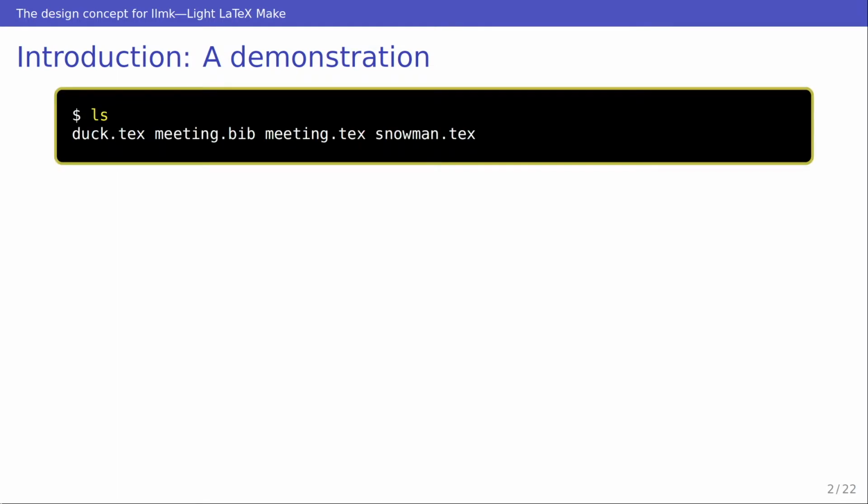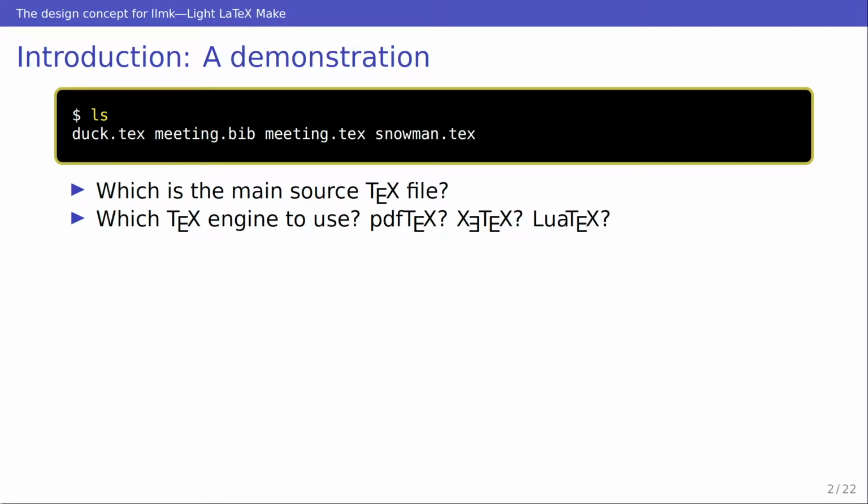Suppose we have these TeX documents from the author. Can you guess how you can build these TeX documents? It is not necessarily obvious, because we don't know which is the main text source file, which TeX engine to use, pdfTeX, XeTeX, or LaTeX, or else. And also we don't know what BibTeX program to use.